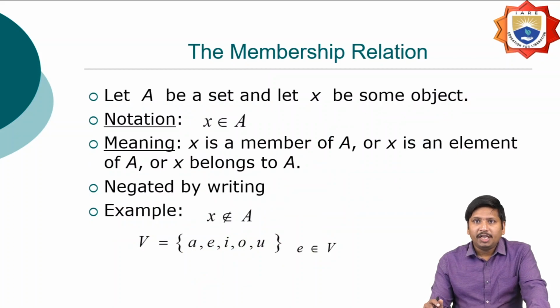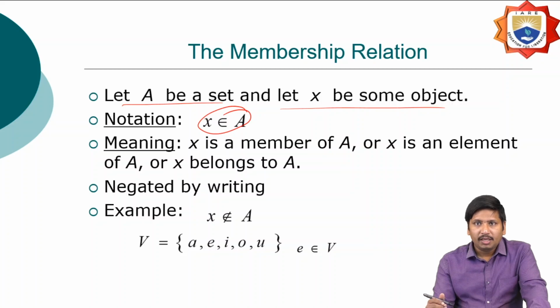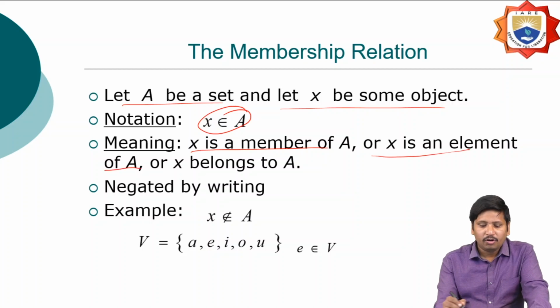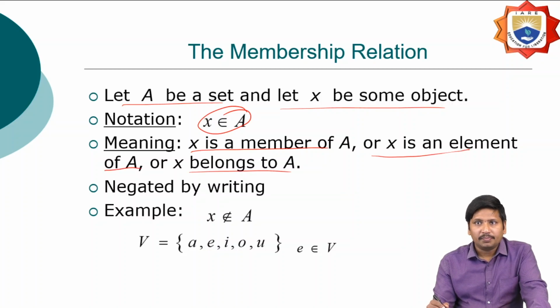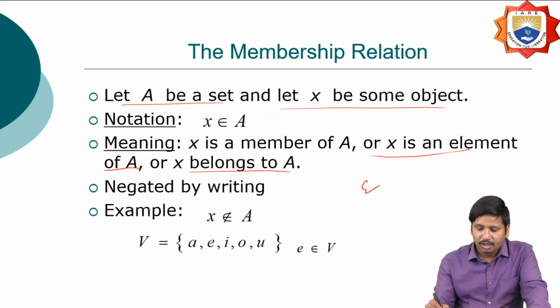Next is the membership relation. So what is the membership relation? Let A be a set and let x be some object, and the notation is x belongs to A. This means that x is a member of A, or x is an element of A, or x belongs to A. So this is the membership relation, denoted by this symbol. If I write x belongs to A, x is a member of A, I can call it x is an element of A.